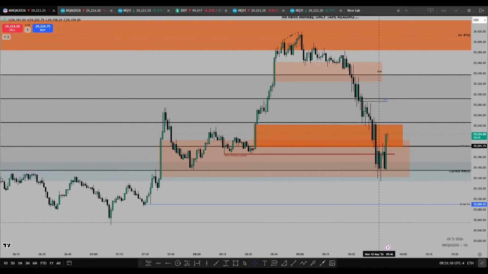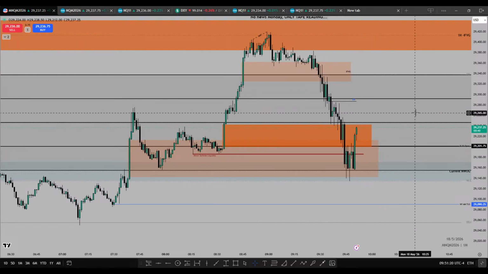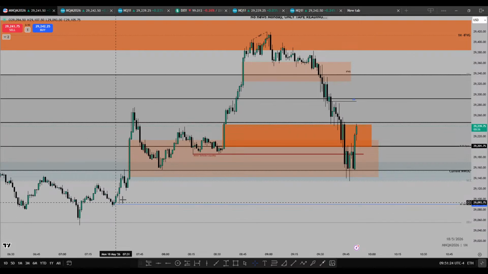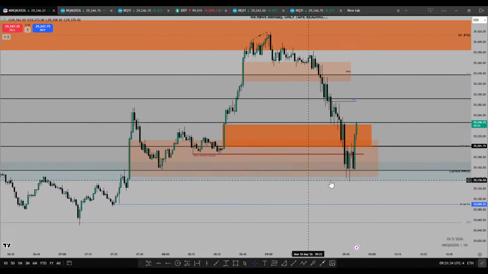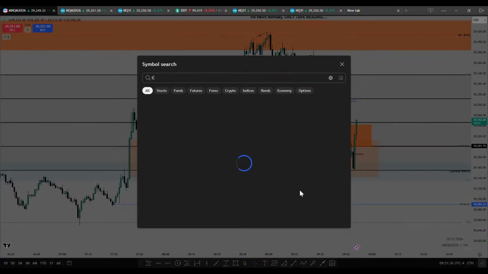ES पर first presented बना है. We have our first presented on ES. Nasdaq पर देखना इधर बन सकता है. These relative equal lows. We have a divergence here, right? This low and this low. If I switch to ES, you'll see.